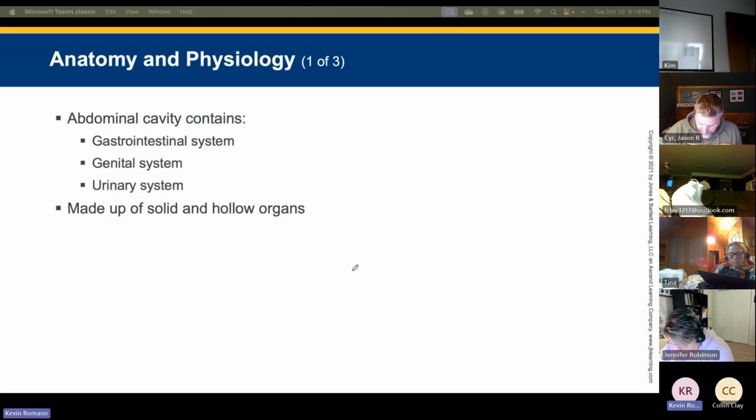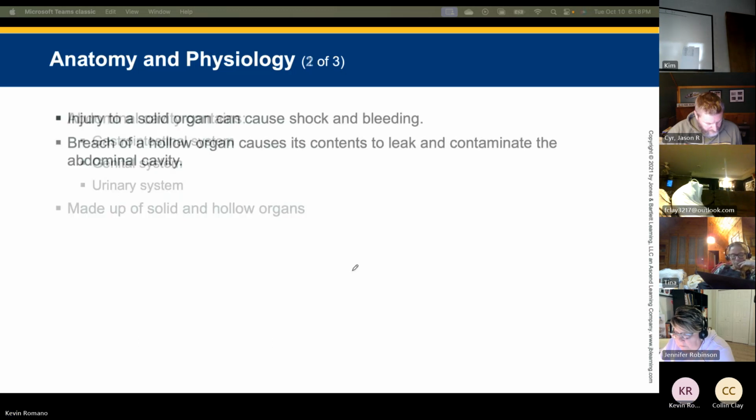We're going to cover anatomy and physiology, like the abdominal cavity. We're going to go a little bit more into that in depth here. We're talking about hollow and solid organs. This contains the gastrointestinal system, the genital system and the urinary system. And these, like I said before, are made up of solid and hollow organs. We'll go more into that in the next slide.